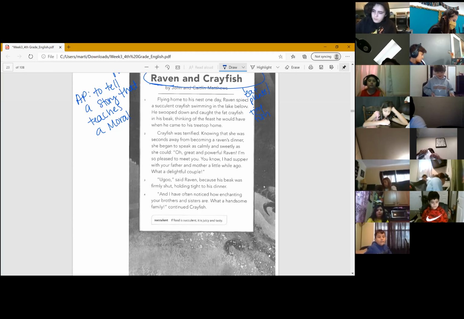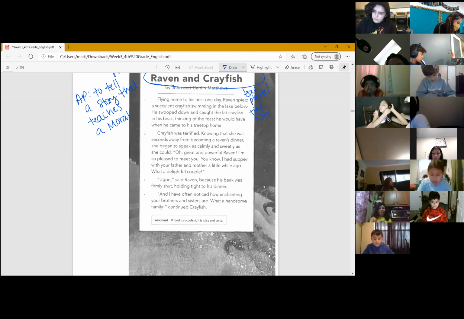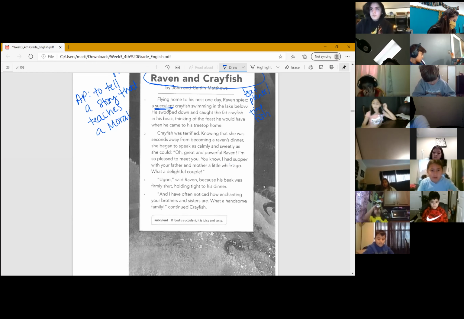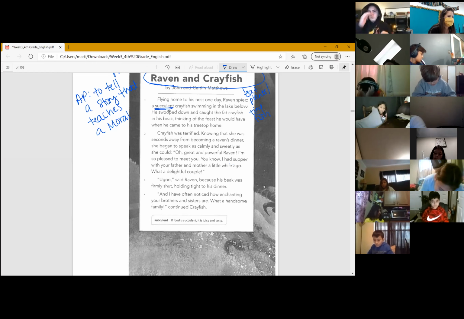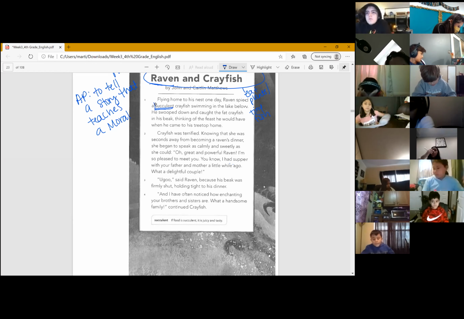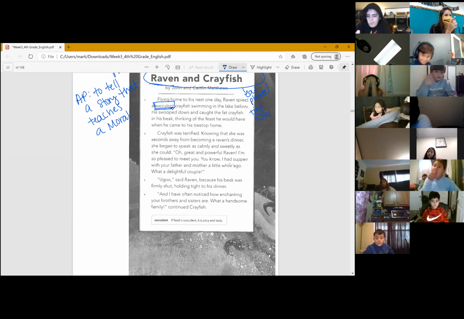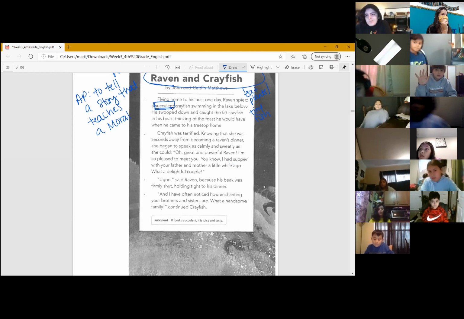Flying home to his nest one day, Raven spied a succulent crayfish swimming in the lake below. Look at that, succulent. He spied a succulent crayfish swimming in the lake below. What do you think? Why did the author use succulent? What does succulent mean? Hold it. Juicy? You think it means juicy? What made you think that?